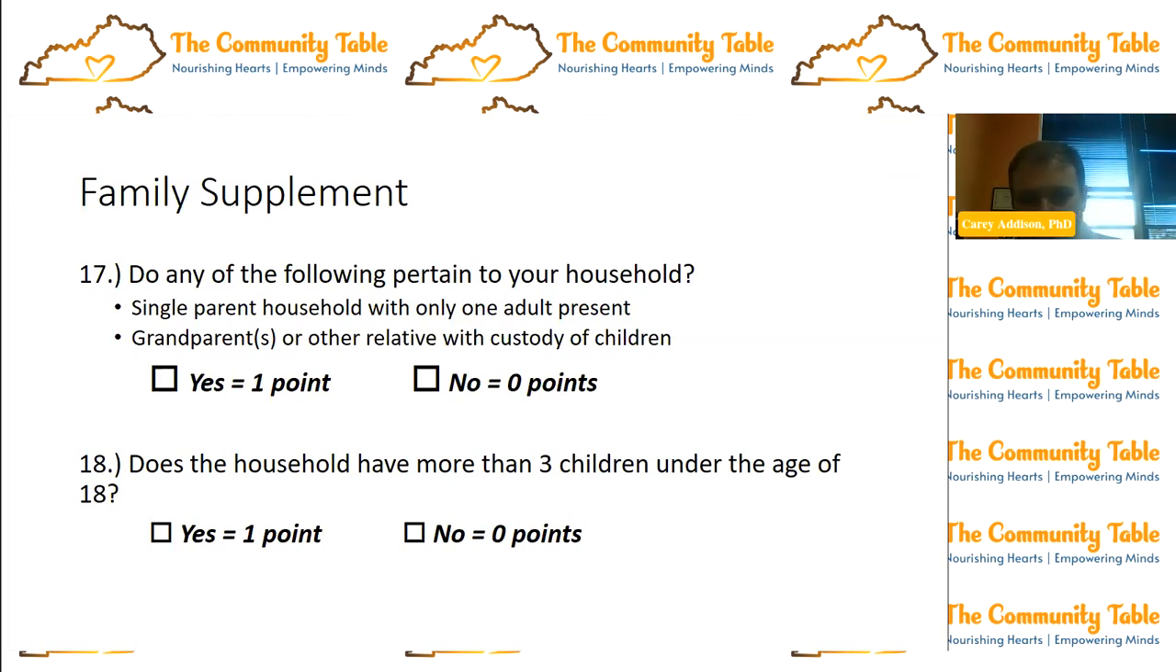Also, large families. Does the household have more than 3 children under the age of 18? The bigger the family, the harder it is to afford housing. We encounter families that will have 5, 6, 7 children. And the reality of our housing market is, even if 1 or 2 parents were working full time at average wage jobs, they would still be housing poor because they cannot afford a unit large enough.